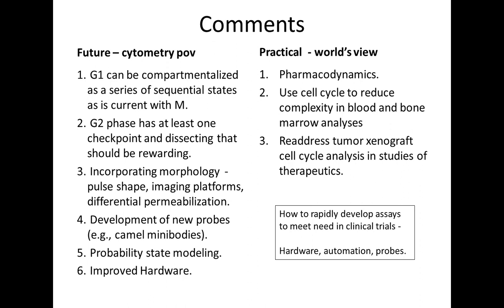Multiparametric data should be analyzed by probability state modeling. See Bruce Bagwell's work on this. This would eliminate or reduce significantly the number of decisions about where to set regions. Finally, I think improved hardware is not out of the question.